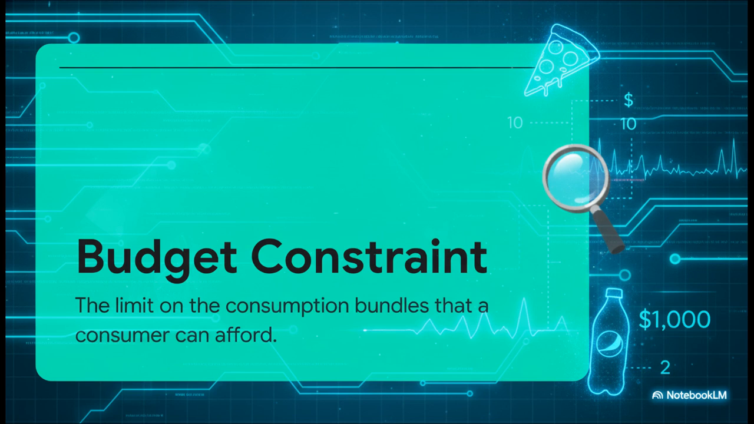To keep things incredibly clear for us today, let's use a really streamlined example from our source material. Imagine a consumer with a fixed income of exactly $1,000 per month, and let's say they only buy two things in their entire life, pizza and Pepsi. The breakfast of champions, for sure. The price of a pizza is $10, and the price of a liter of Pepsi is $2.